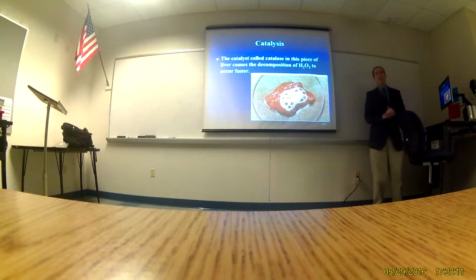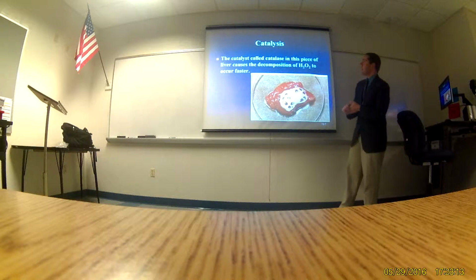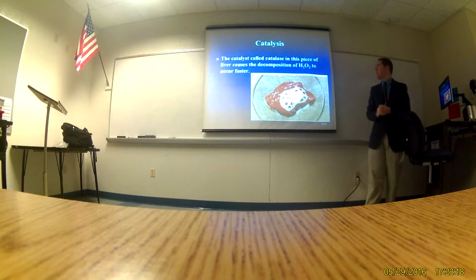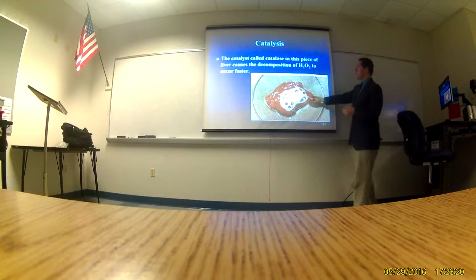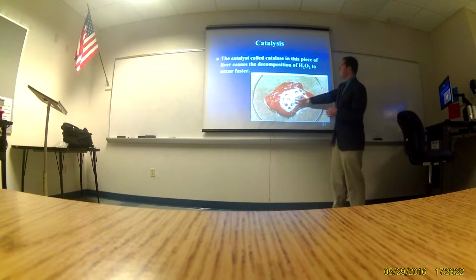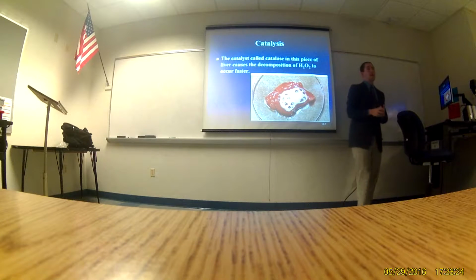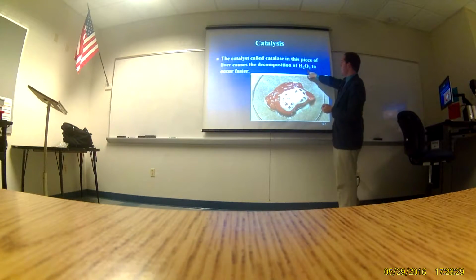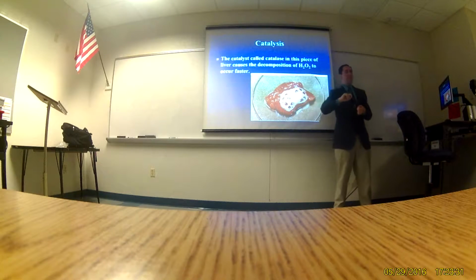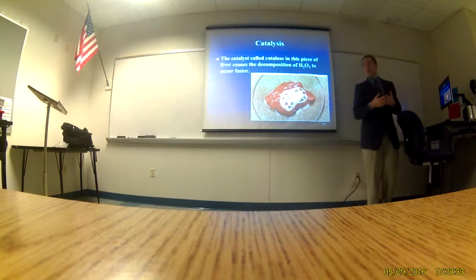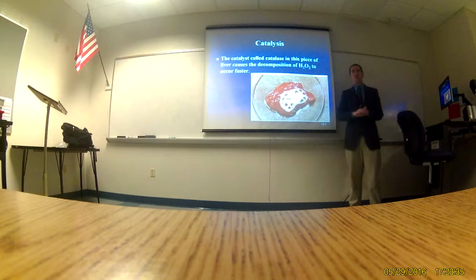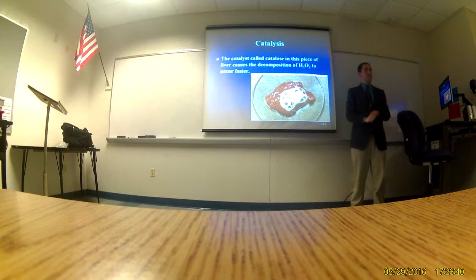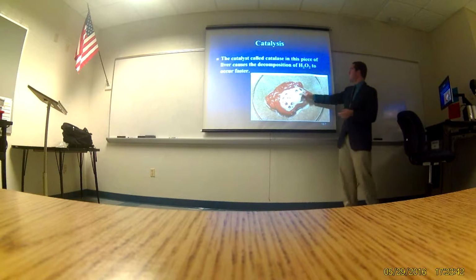This is catalysis. Catalysis is the process of using a catalyst to speed up a reaction. So this is a piece of liver. In the liver, there is an enzyme called catalase. Catalase breaks down hydrogen peroxide to give off a gas. Okay, so if you take liver and you put hydrogen peroxide on it, it bubbles. It's speeding up the breakdown of hydrogen peroxide.